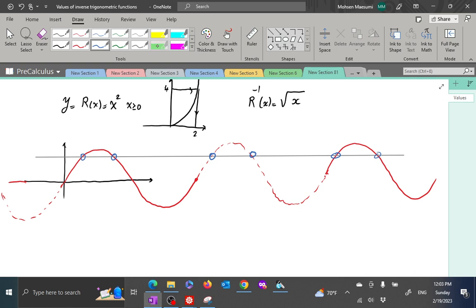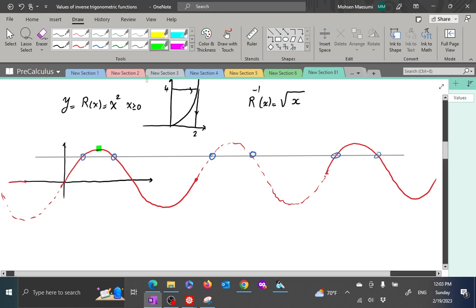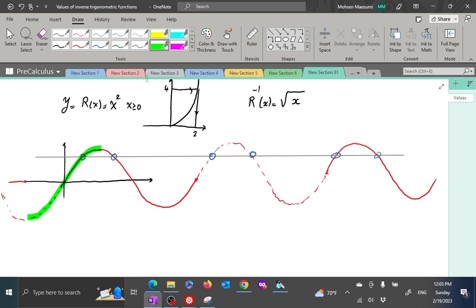So what is the recipe? The recipe is to start from this maximum, go all the way to the previous minimum. So you start from minus pi over 2 to pi over 2, and then you throw away the rest of this picture. So what is good? What's good about this green part? The good thing is that any horizontal line just cuts it once.